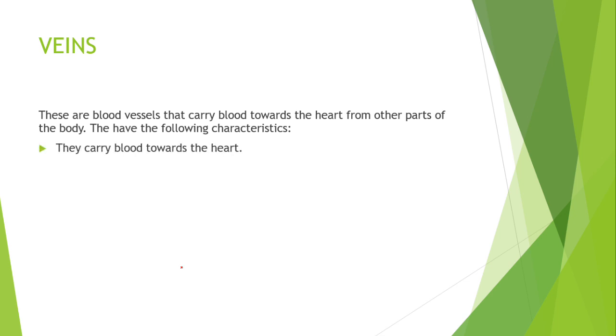They carry blood towards the heart. Okay, now if you look at the heart again, there are two blood vessels that bring blood to the heart, and these are the vena cava and the pulmonary vein. These are the blood vessels that bring blood to the heart, vena cava and the pulmonary vein. So veins transport blood from other parts of the body, bringing it to the heart.